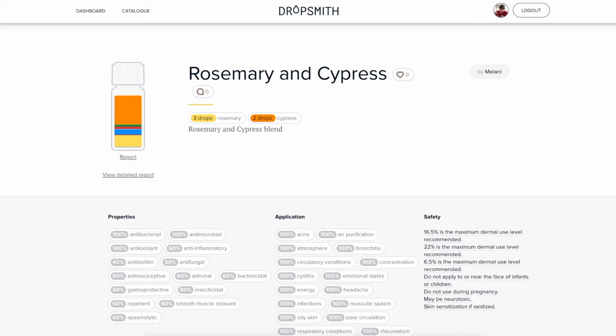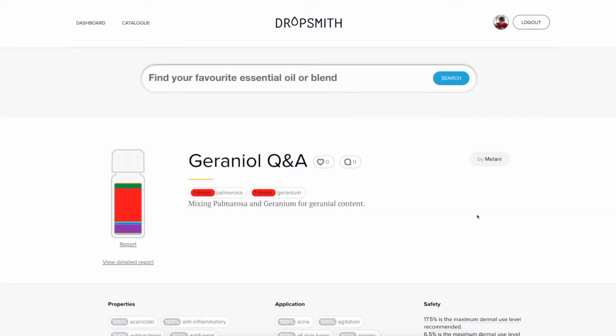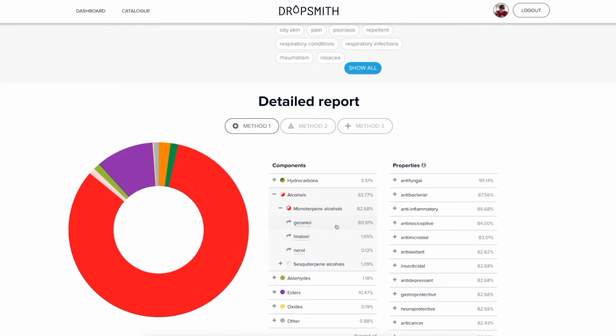But the other question I wanted to address was, am I actually diluting the property? Because what she was asking is, if she chooses palmarosa and geranium for antifungal properties, does she actually dilute? Was she doing it wrong? So let's take a look at that. So if we are using it just for the geraniol content, then yes.